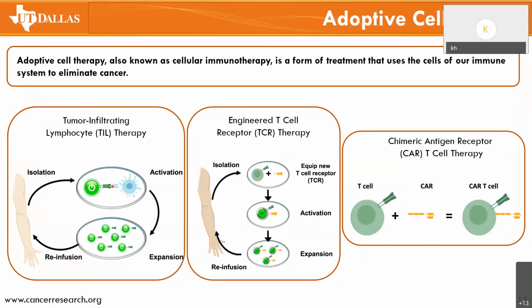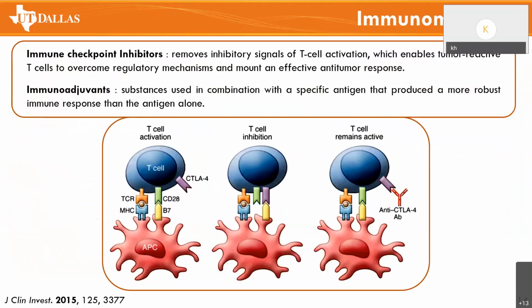So this was one example of adoptive cell therapy. The second class is immunomodulator, which includes immune checkpoint inhibitor and immunoadjuvant. Last week, Alicia explained immunoadjuvant, so I'm just going to skip that and talk about immune checkpoint inhibitor.